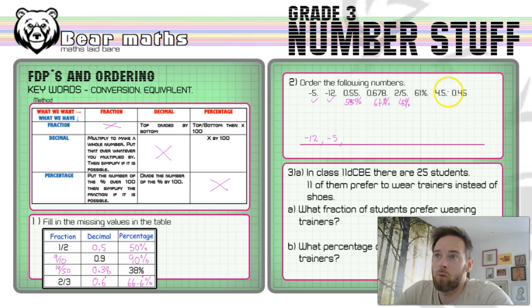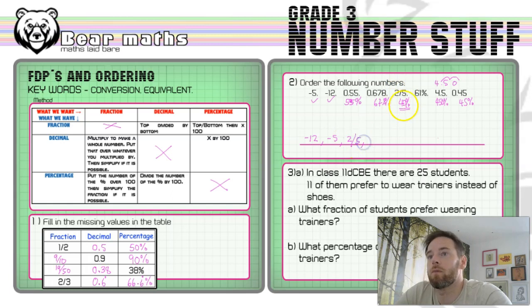Multiply this number, 4.5, by 100, jump it 2 spaces, it's turned into 450%. And then 2 spaces to the right for 0.45 is going to be 45%. Now, all you have to do is write them in their original format. So the next smallest number we can see there is the one that's 40%. That's the smallest percentage that we've got. So 2/5 is the next number that we would write.